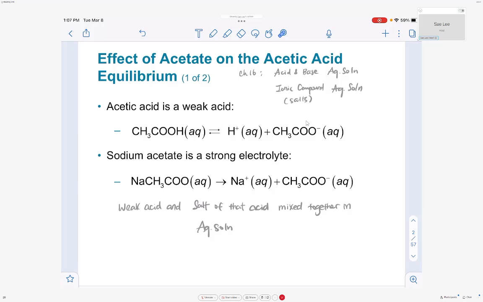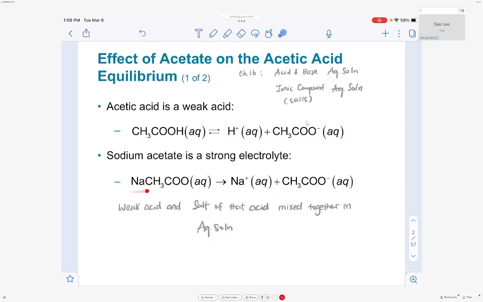Okay, so for acetic acid, since it's a weak acid, we know that this would only partially ionize in aqueous solution, right? We've learned that in chapter 16. So we can represent this by dynamic equilibrium expression using this double arrow.